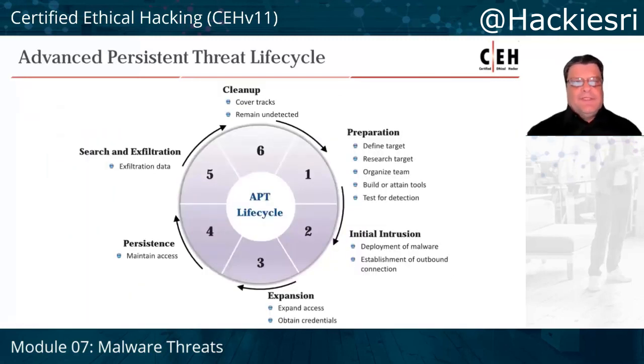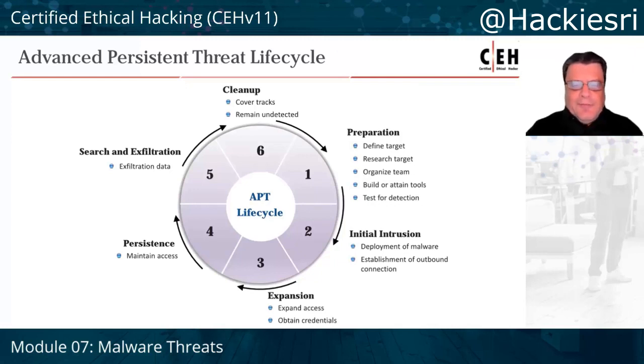An advanced persistent threat's lifecycle, as we see here, starting in the quadrant on the upper right, is preparation. This is to define the target, research target, organize a team, build or maintain tools, and test for detectability. Next, after this has been accomplished, we have the initial intrusion phase, which is the deployment of the malware and establishment of outbound connections, typically through a backdoor.